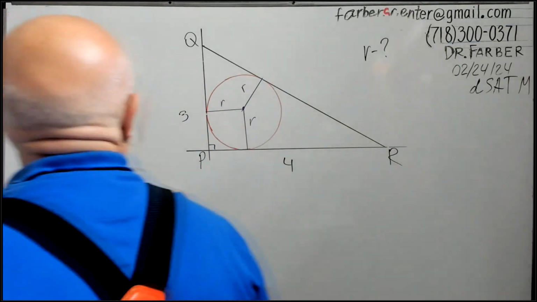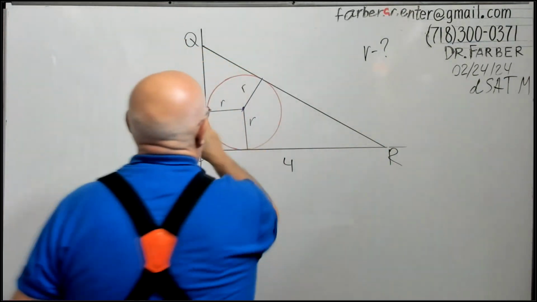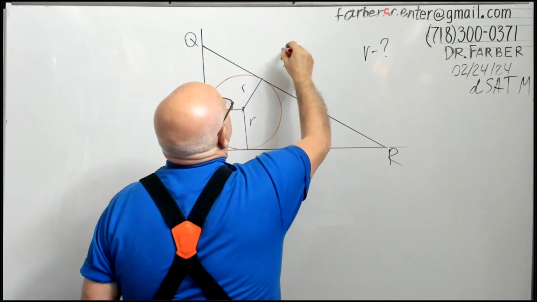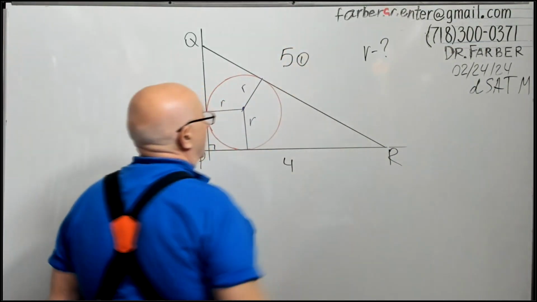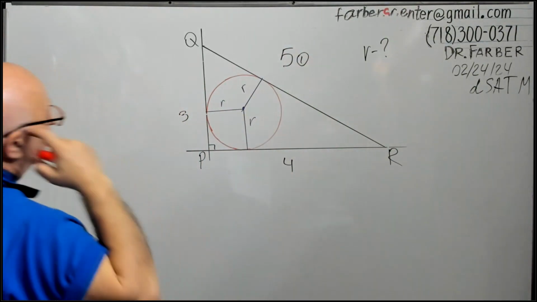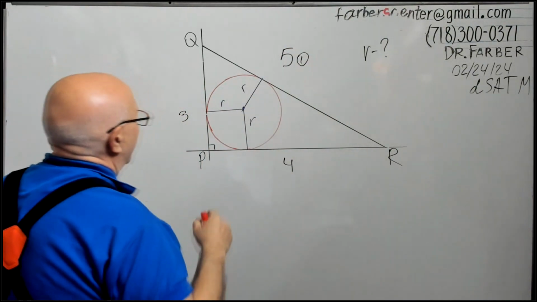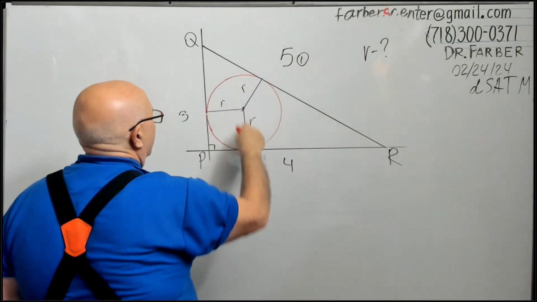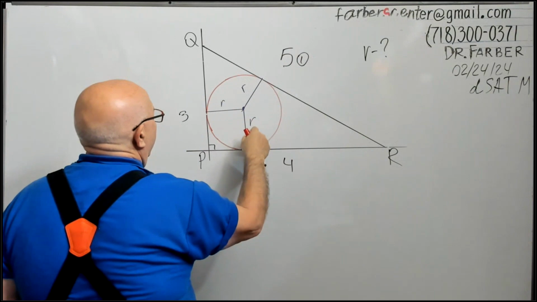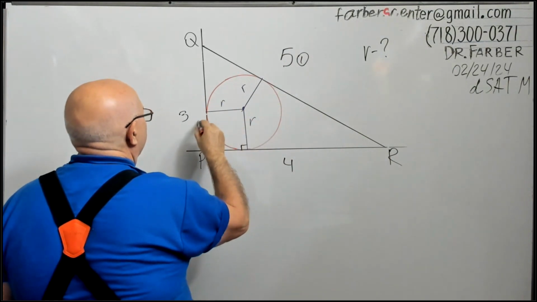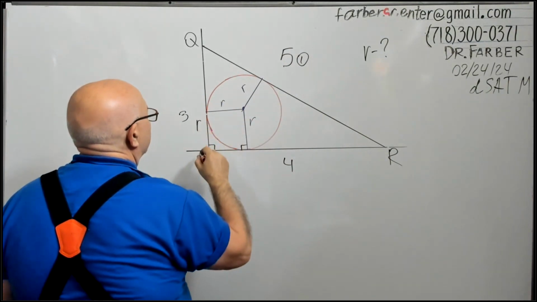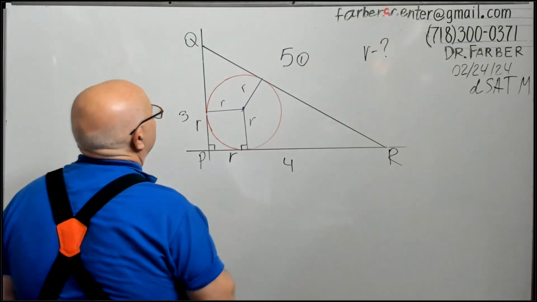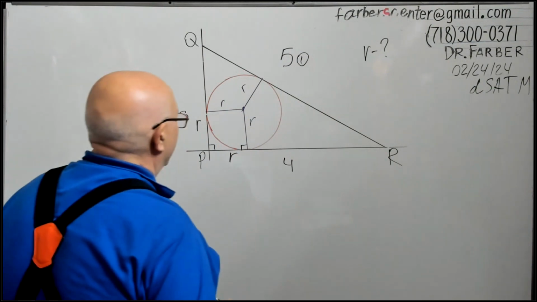Now, if this is 3, this is 4, Pythagorean triple, this is 5. This is step number 1. 3, 4, 5 triangle. Next, if this is a square, R and R, opposite sides of a square are congruent. If this is R, this is R. So far, so good.